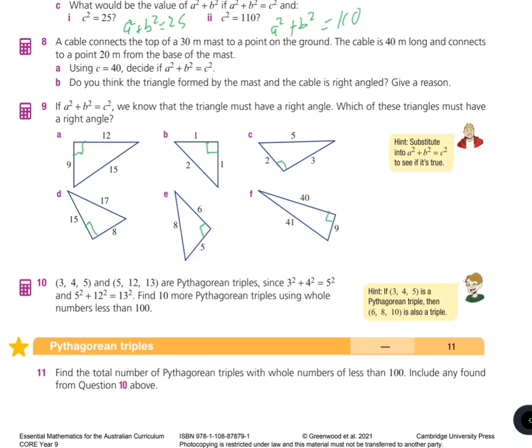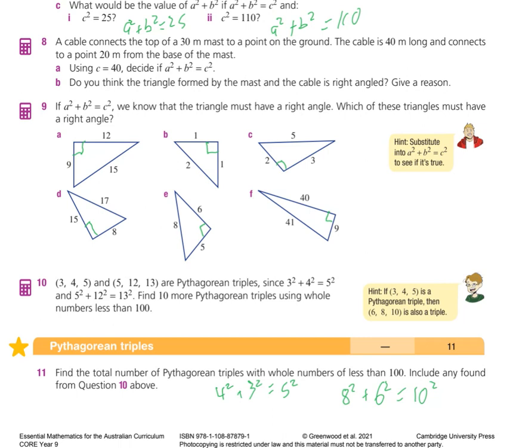Alright, and last question. Find the total number of Pythagorean triples with whole numbers of less than 100. So, I guess 4 squared plus 3 squared equals 5 squared. I know you can double those numbers as well. You can go 8 squared plus 6 squared equals 10 squared. So yeah, I think that's pretty much what it's asking for.